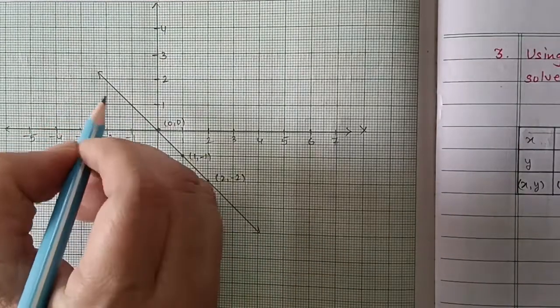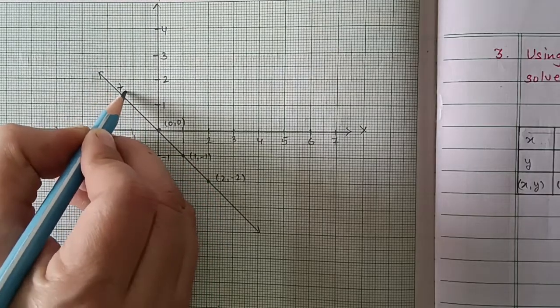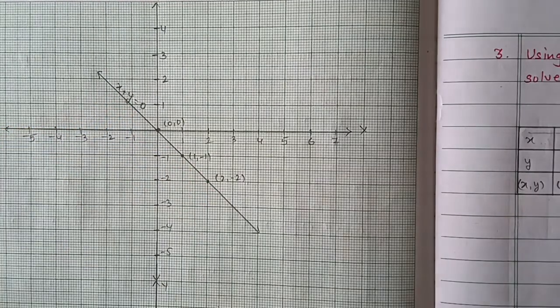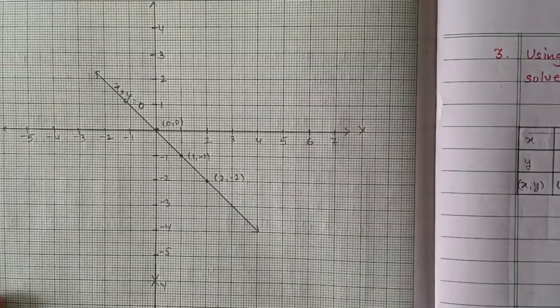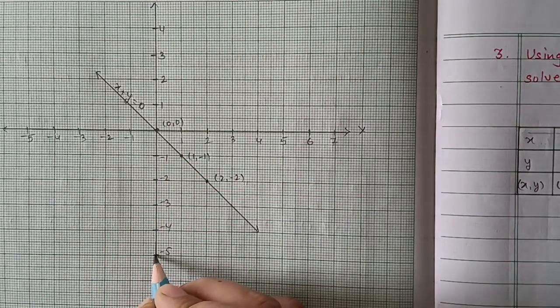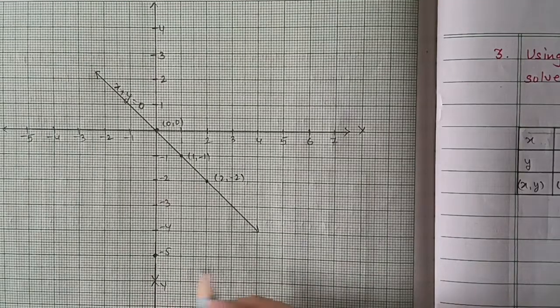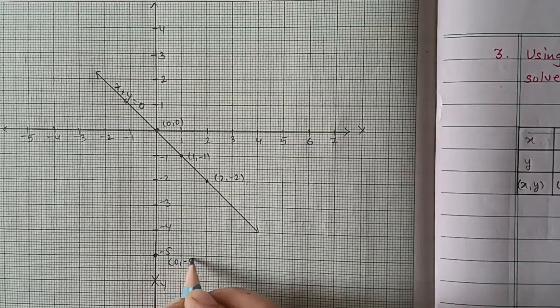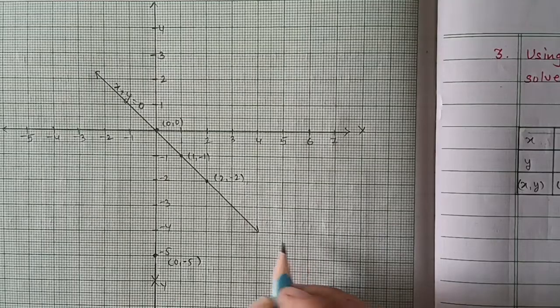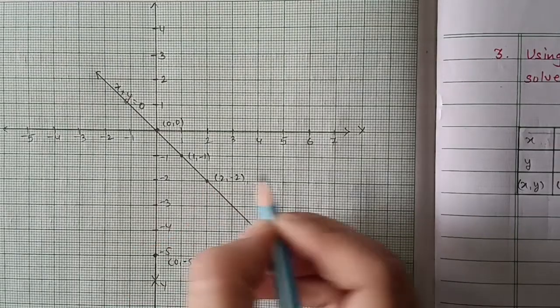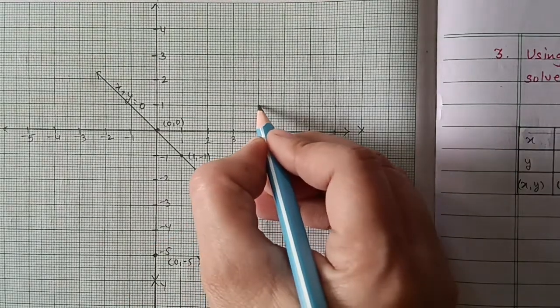And write the equation of line over this. This line is for x plus y equal to 0. Then for the second line, first point 0, minus 5. This is the first point. Then second point we have 2, minus 2. And third point we have 4, 1.